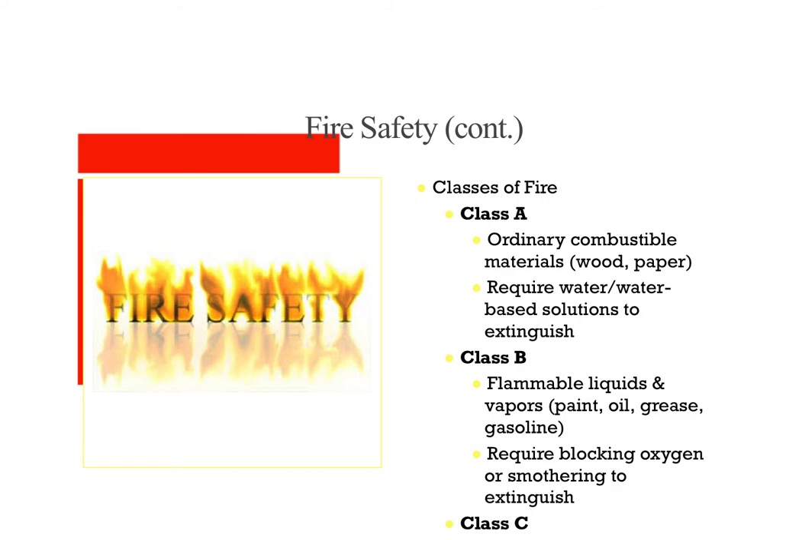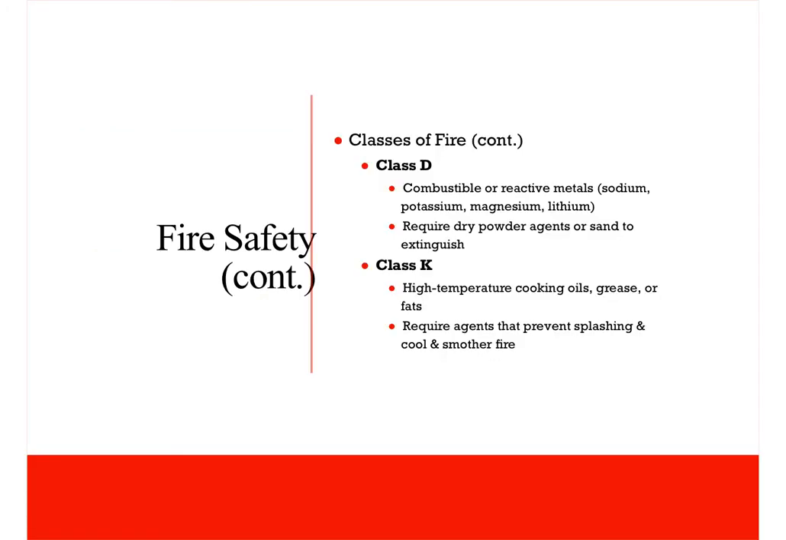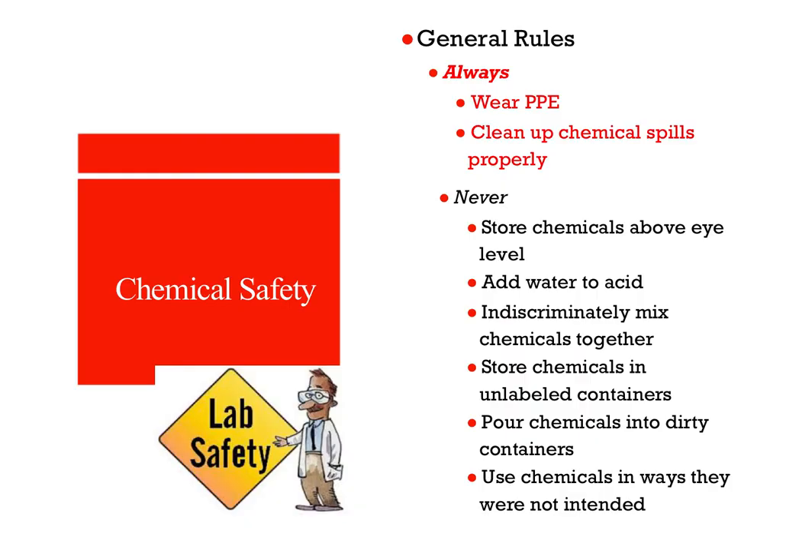All right, you need to know Class A fires are combustible materials like wood and paper. You need to know that Class B fires are flammable liquids and vapors like paint, oil, grease, and gasoline. You do not need to know how to smother them, but you do need to know the different classes and what those materials are. Class D is combustible or reactive materials like sodium, potassium, magnesium, lithium. Class K is high temperature cooking oils, grease, or fats. If you're working in the lab and you have these materials in your lab, you need to be familiar with your safety manual and how to clean up spills or incidents with those materials, okay?